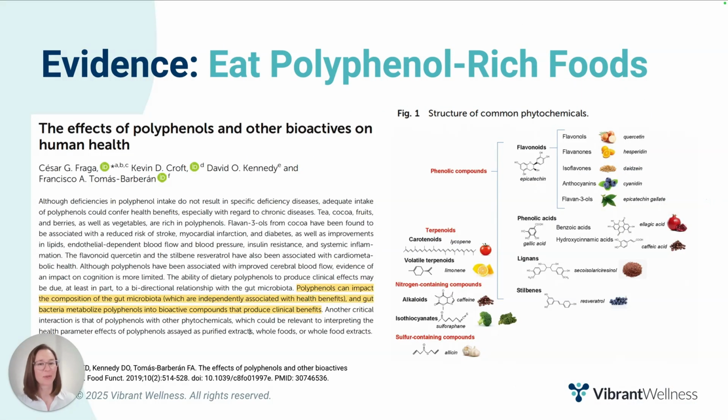And here's a 2019 review article titled "The Effects of Polyphenols and Other Bioactives on Human Health." This article points out that, quote, "The primary mechanism of action of polyphenols was originally thought to lie in their direct antioxidant effects. But it turns out they do more than just that." Reading the highlighted section, polyphenols can impact the composition of the gut microbiota, which are independently associated with health benefits, and gut bacteria metabolize polyphenols into bioactive compounds that produce clinical benefit. In other words, there's a bidirectional relationship between polyphenols and the microbiome of the human gut.